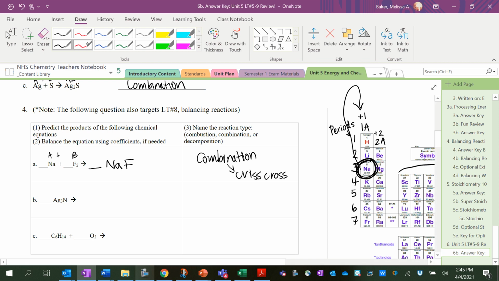And now we're going to balance. So Na's on the left, 1, on the right, 1. F's on the left, 2, and on the right, 1. So in order to balance this, we're going to need to put a 2 in front of the NaF. And that now changes the Na's to 2 also. So we need to put a 2 in front of the Na on the left. So the final coefficients would be 2, 1, 2.